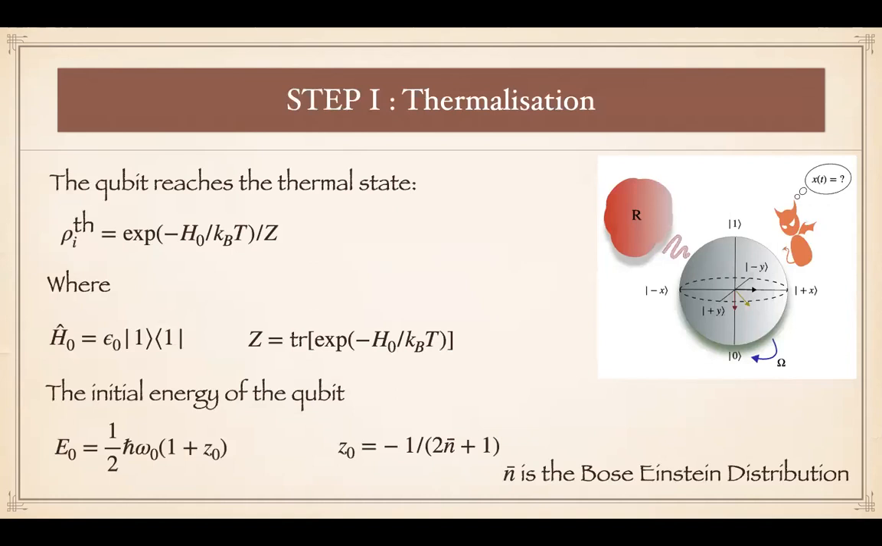So let's go slowly. Step one, we have the thermal state. It's a very simple system, so I can write the thermal state very easily. I have the initial energy E0. N bar is the Bose distribution. I think it's pretty much textbook, everything here.